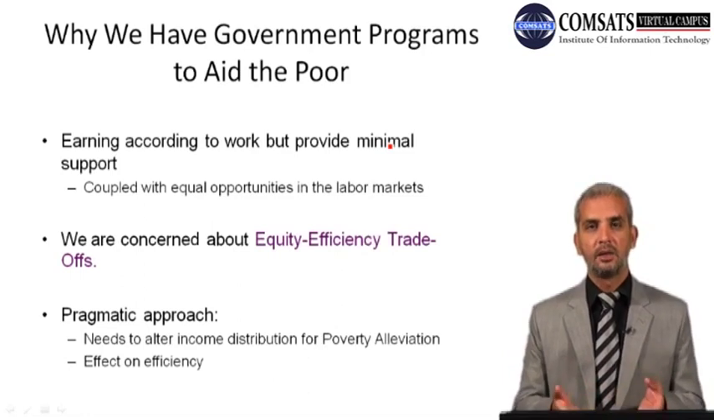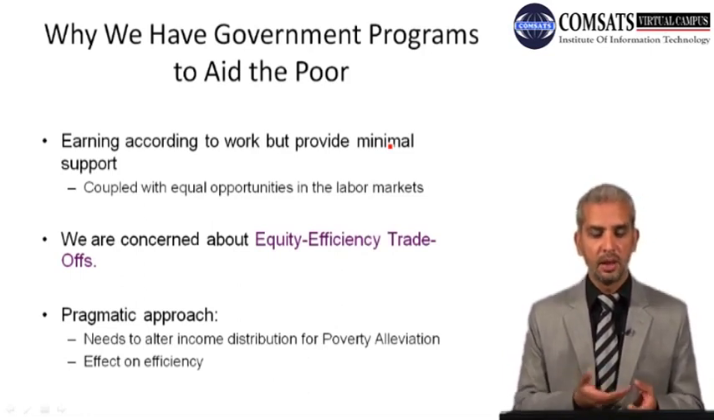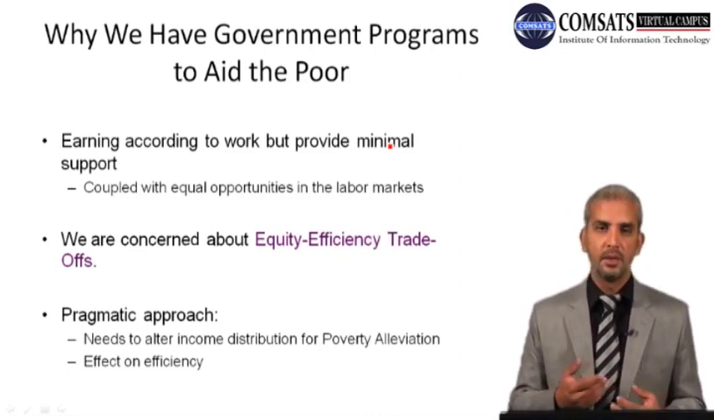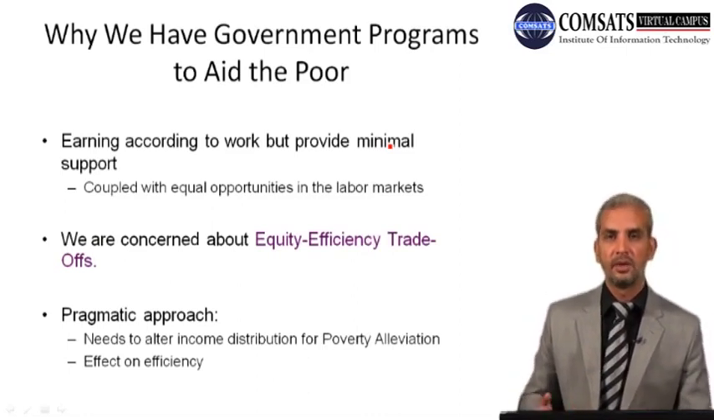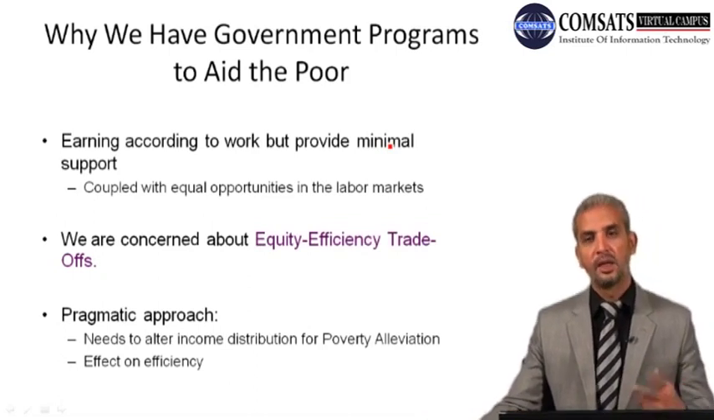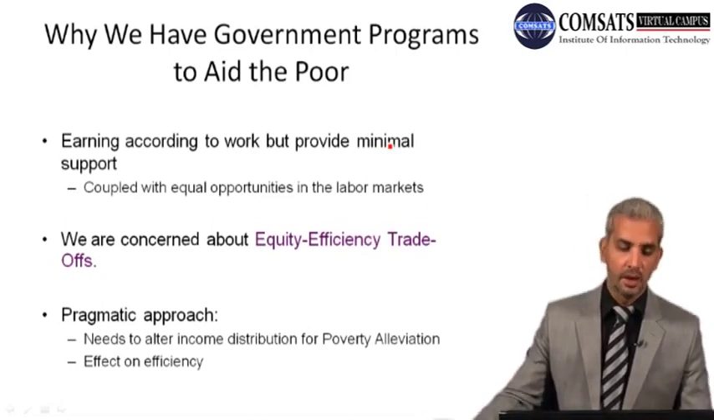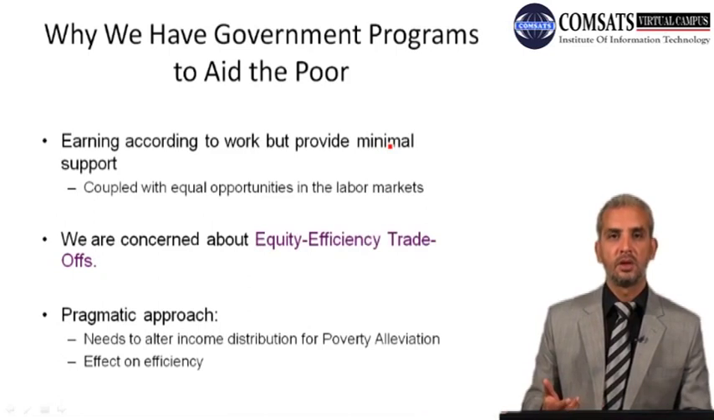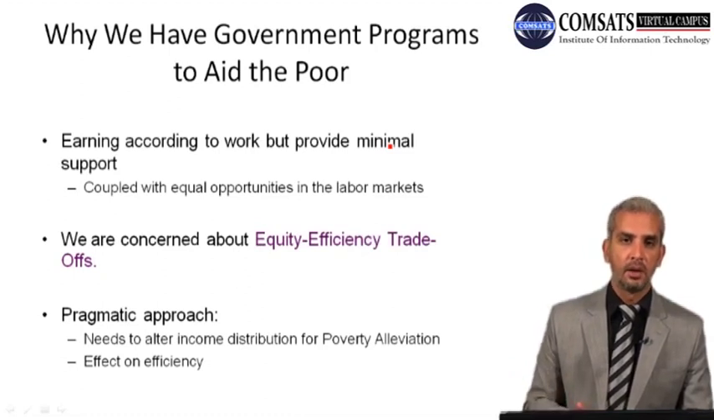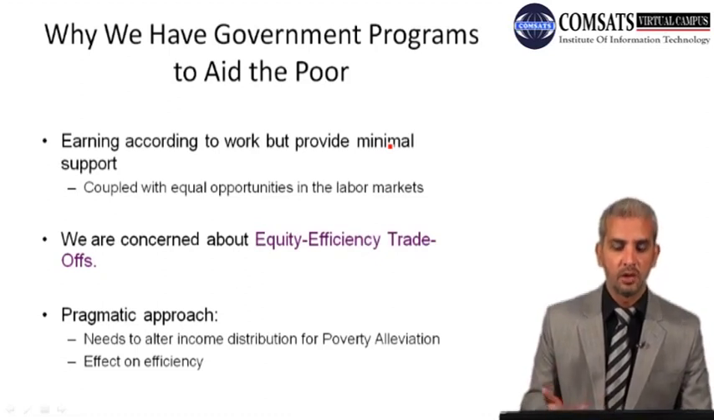The main aim would be, if an individual's earning is according to his ability and his work, then to bring him up to the minimal level, there should be some government support. But with that, there should be equal opportunities in the workplace, so that everybody can find jobs which improve their living standards. Then the whole debate is around equity and efficiency, because the practical approach is that you are going to alter the distribution of income in order to eradicate poverty, in order to ensure equitable distribution.